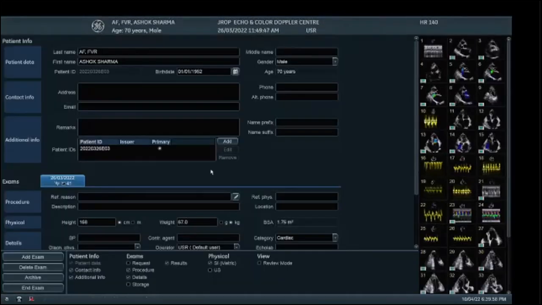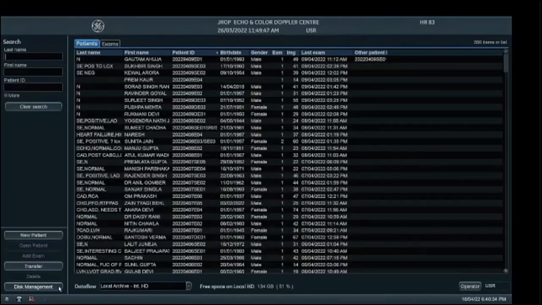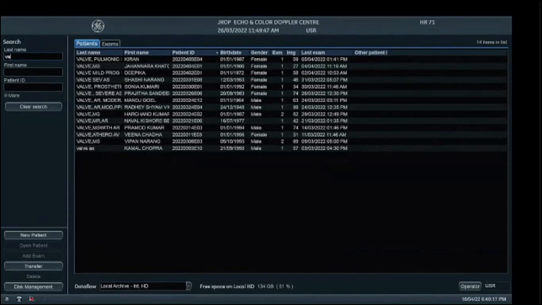Sir, I have one question. Go ahead, Clay. My question is, how do you identify a patient with mild or moderate MR? How do you look at a patient for mild to moderate MR? Wait a minute, I'll show you moderate or mild MR.